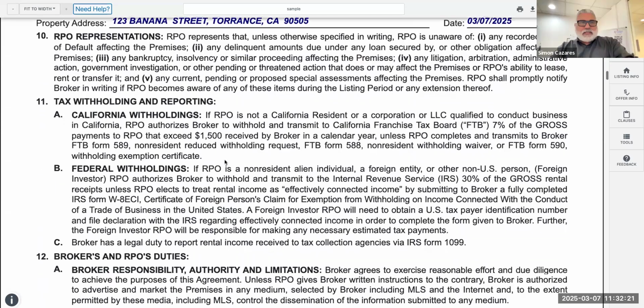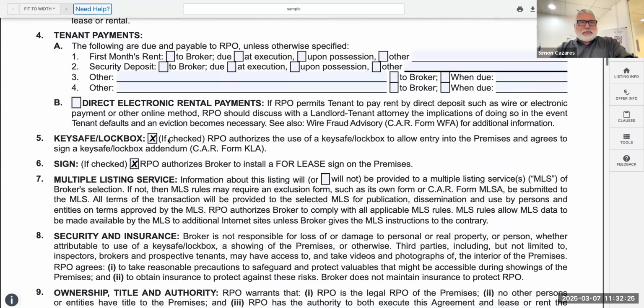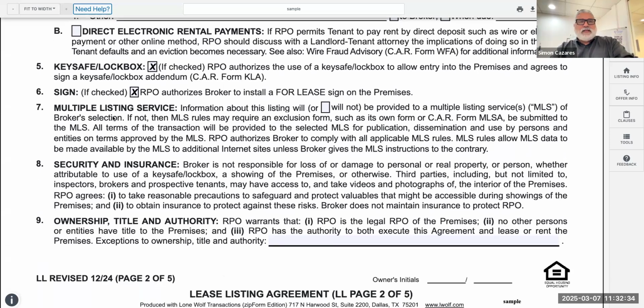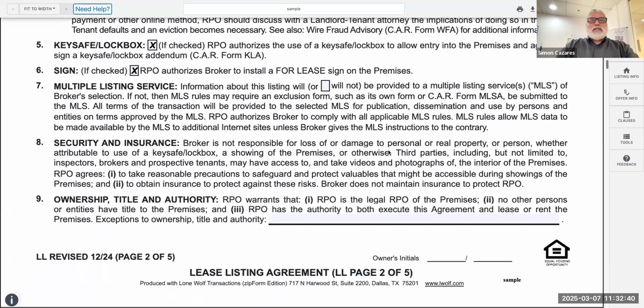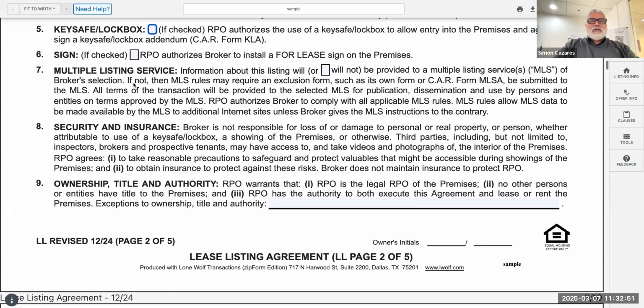All right. So sorry about that. Then the next is the tenant payments we talked about. Direct, that's it. If the tenant and the landlord want direct deposit, then they can facilitate that. If checked, then the landlord is authorizing the use of a key safe lockbox and also a rental sign as well. So if they do want it, they need to check it. If they don't want it, then you leave it blank, unchecked.